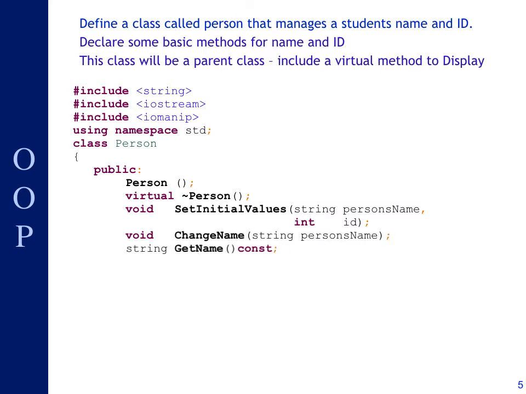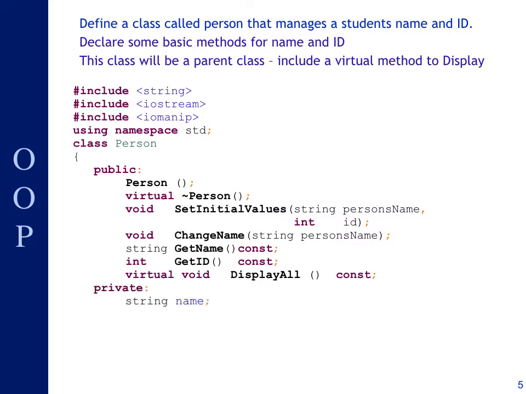Then we created a change name, get name, that's an accessor. You see the word constant there. Then get ID, another accessor. Then our virtual method, which is display all. So it's going to display all the attributes of this class. And then on the private side, we have our attributes, the name and the ID.